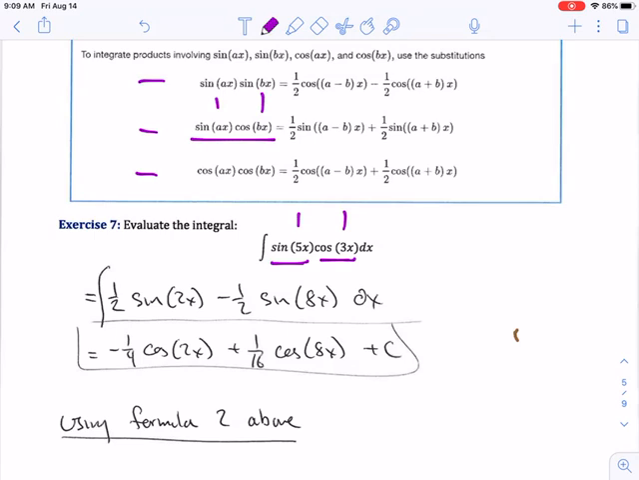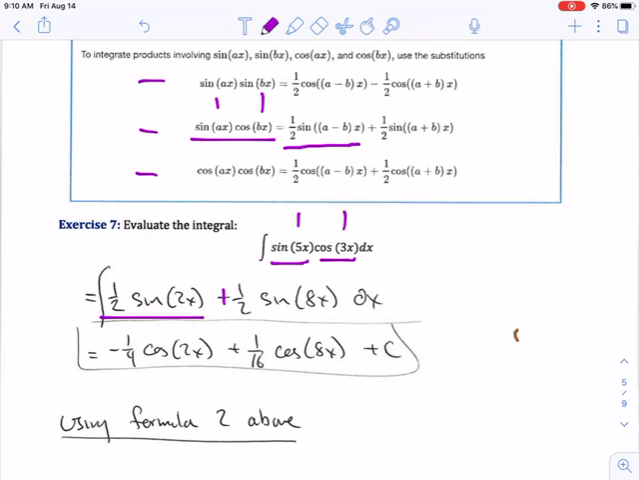The formula says you take 1/2 the sine of (A minus B)x. So 5 minus 3 is 2. So we have 1/2 sine of 2x plus 1/2 sine of (A plus B)x. I think I was supposed to have a plus sign there. Yes, plus 1/2 the sine of 5 plus 3, which is 8x. And then we are going to integrate it.